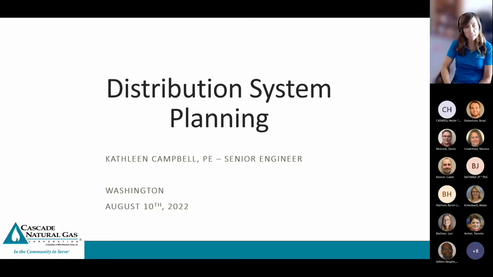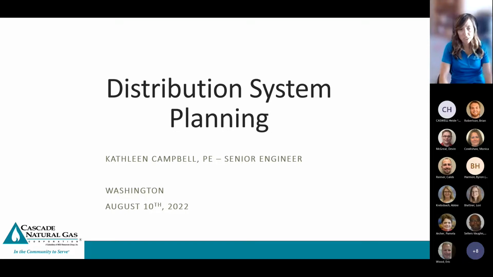So I'm going to cover distribution system planning. Again, I'm Kathleen Campbell, senior engineer in engineering services. This will be a little bit specific for Washington when we get into projects, but the front end of the presentation will be very similar for Oregon, but we'll just have Oregon projects.